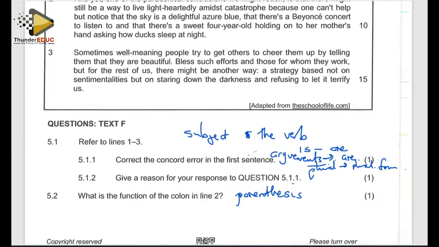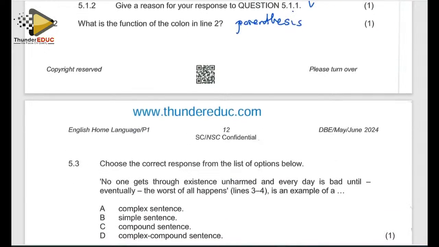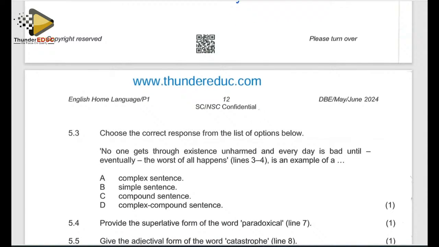We go on to 5.1.3. Choose the correct response from the list of options below. No one gets through existence unharmed, and every day is bad until eventually the worst happens. Is an example of a complex sentence, simple sentence, compound sentence, or a complex compound sentence. How many clauses are we having? Unharmed, every day is bad, the worst happens. We are definitely having a compound sentence. This is a compound sentence.